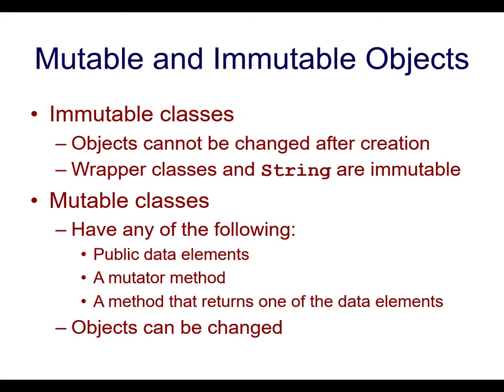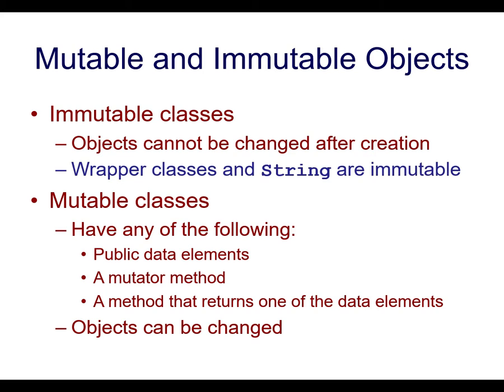Having defined mutator methods, we can now explain the difference between mutable and immutable objects and classes. We begin by defining what it means for a class to be immutable. For a class to be immutable, objects of that class cannot be modified after they are created, which means that after an object is created, there is no way to change any of its instance variables.